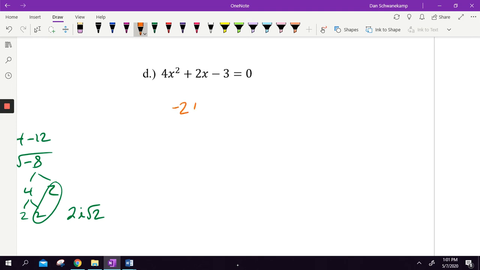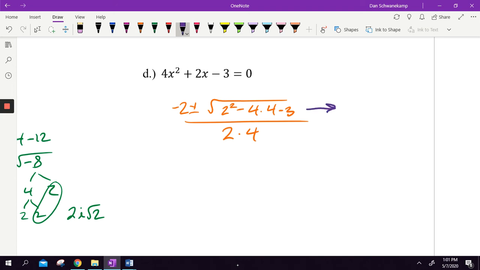Negative b plus or minus the square root of b squared minus 4ac. That's not a. 4ac all over 2 times a. Underneath the radical first, I got 2 squared, so 4. I got 2 negative signs, so it's plus. 4 times 4 times 3. It'd be 16 times 3, it'd be 48. 4 plus 48 is 52. I'm going to have 2 real answers here, no imaginaries, because that's not negative.